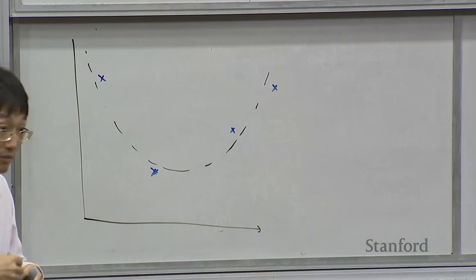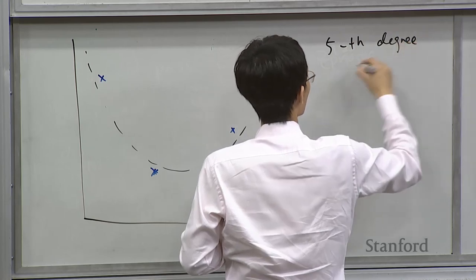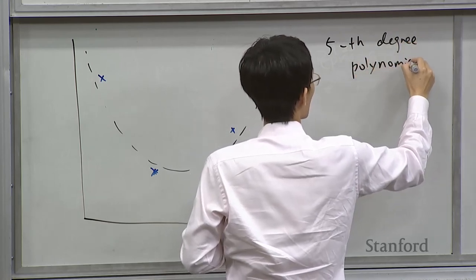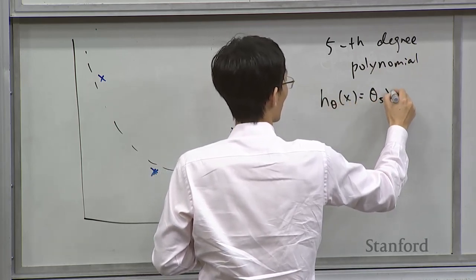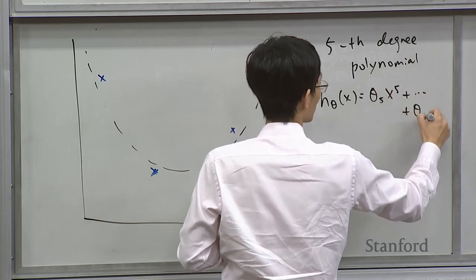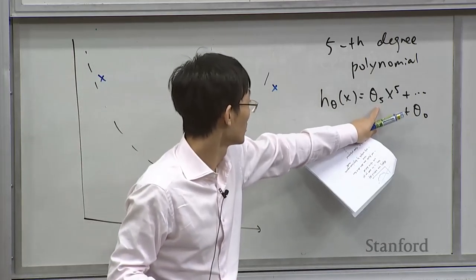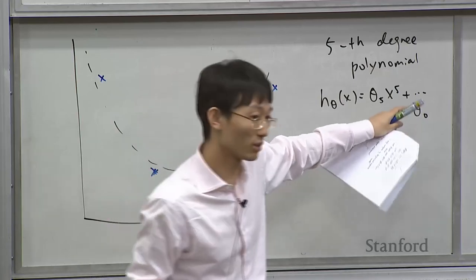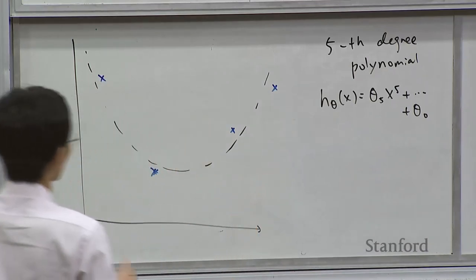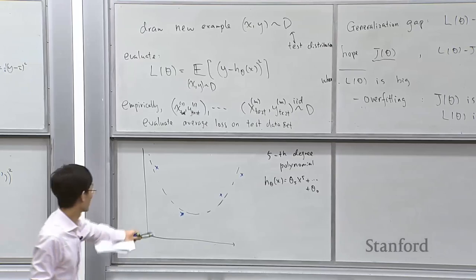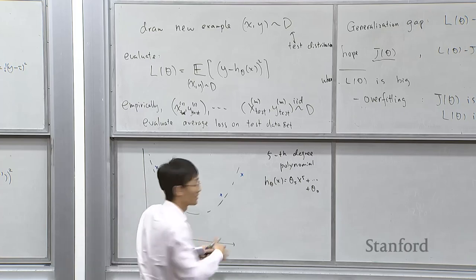Now I'm going to fit a fifth degree polynomial. The model is h theta of x equals theta 5 x to the 5 plus up to theta 0. Recall that we can do this with linear regression because this is still linear in theta. We have a homework question on this. We also talked about how to do this with the kernel method if you care about efficiency. So we are able to fit this. In the lecture notes, there are visualizations of the real models you're going to fit. Here I'm just going to draw it.